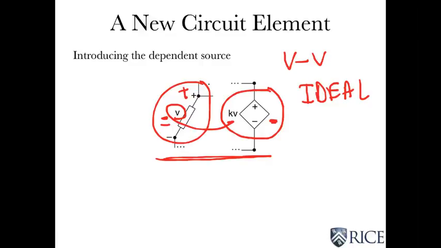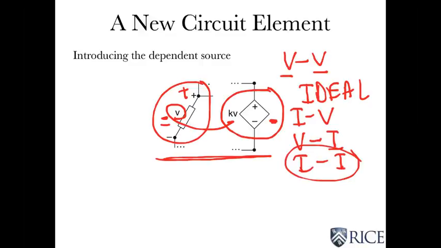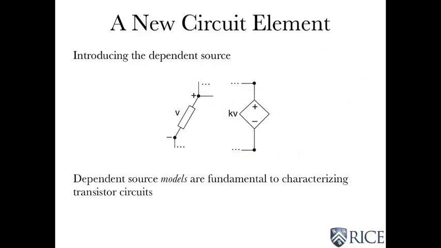I want to also mention that you can have all four possible configurations here. We have a voltage-dependent voltage source. You could have a current-dependent voltage source, you could have a voltage-dependent current source, and you could have a current-dependent current source. Turns out the last one is particularly important for modeling transistors. So they are fundamental to characterizing transistor circuits, in particular those circuits that have a power gain. Let me show you how that's possible.